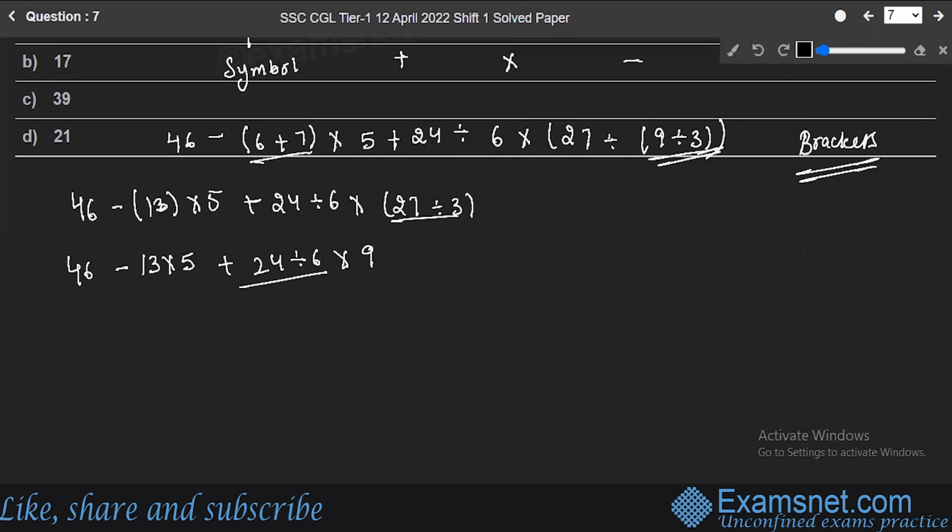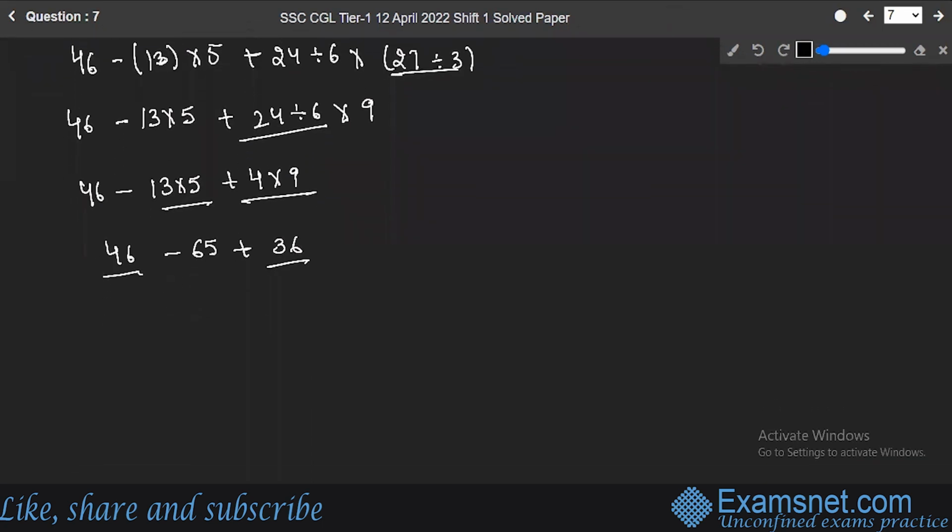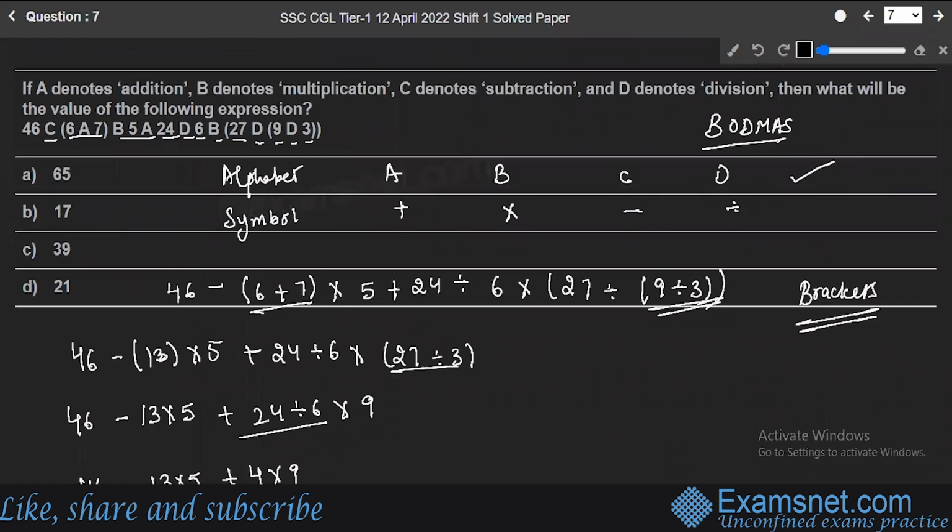Now, according to BODMAS, we'll be solving division. 46 minus 13 into 5 plus 4 multiplied by 9. Now comes the time of multiplication. This makes 46 minus 65 plus 36. Addition will be carried out now. 46 plus 36 is 82, minus 65 gives you 17, and this is your answer. Let's check with the options. Here is option B as your answer. Hope you're clear with this.